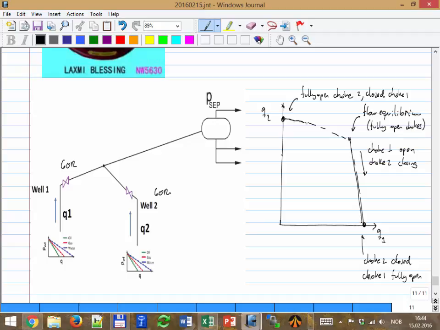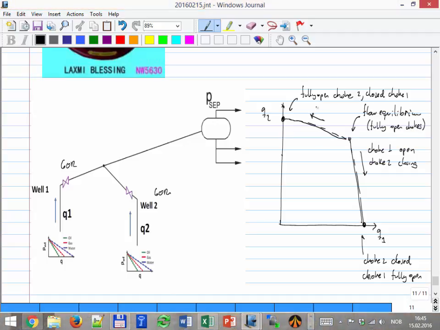Everybody sees that? Okay. And now the same thing is going to happen in that direction, but in this case I'm closing choke 1, and choke 2 is open. I will reduce and reduce the rate until I'm exactly here. This area confined by these 3 points, or by these 2 lines, is the feasible rates of the production system. The rates that I will be able to achieve by choking.